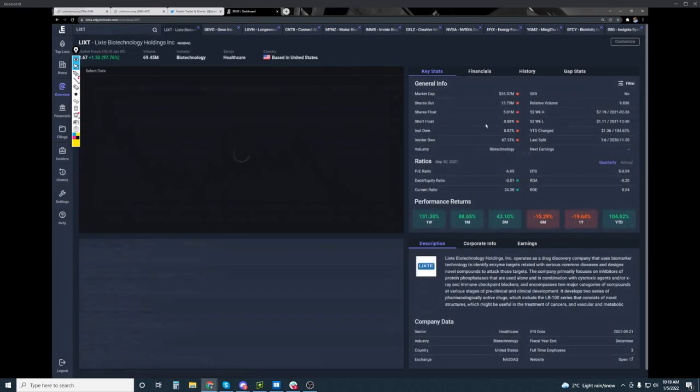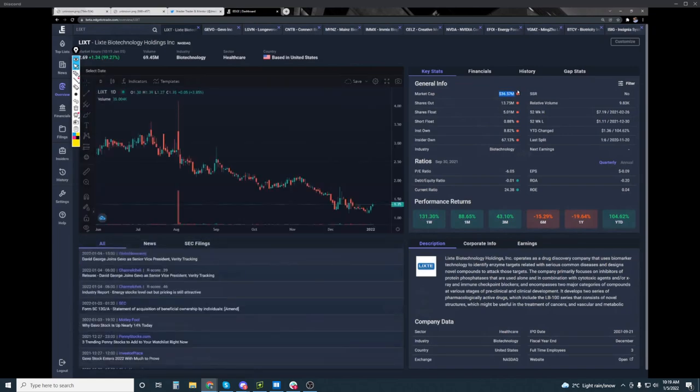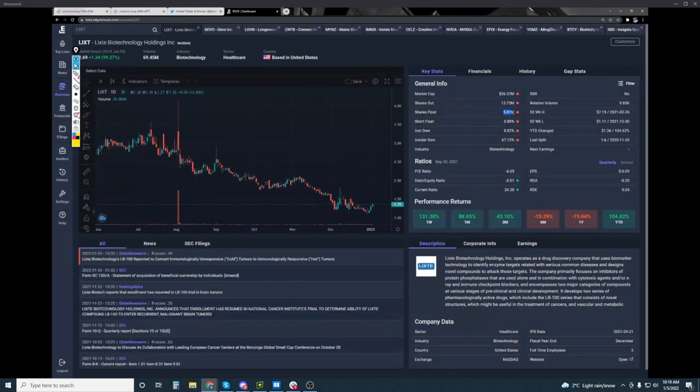ILXT, we have a micro-float company, so 5 million float and very small market cap. Right away, when you see a 5 million float, float is the amount of shares you can buy in the stock market, then you know that you need only 5 million over here to float rotate. Generally, when you have a float rotation, if you don't have a huge amount of dilution, the stock can possibly become a runner. And also, we can see one thing over here.